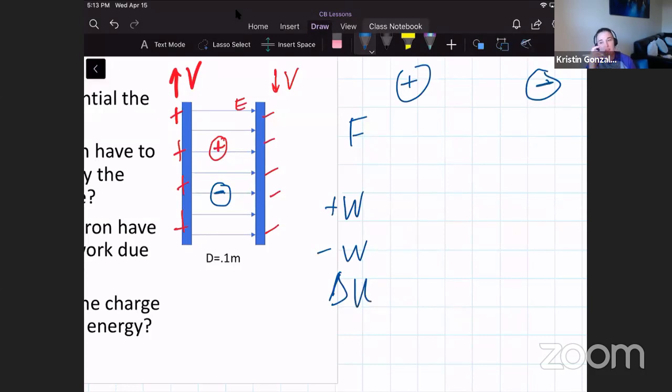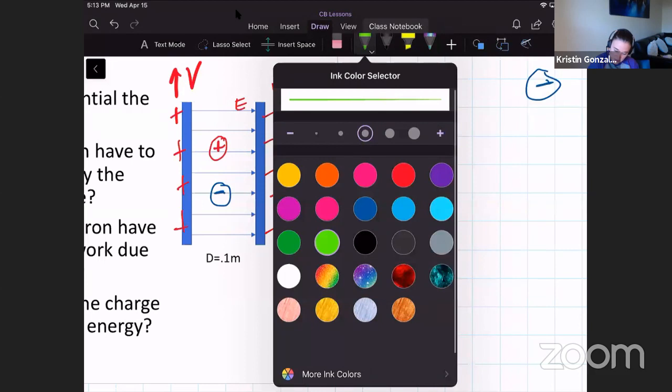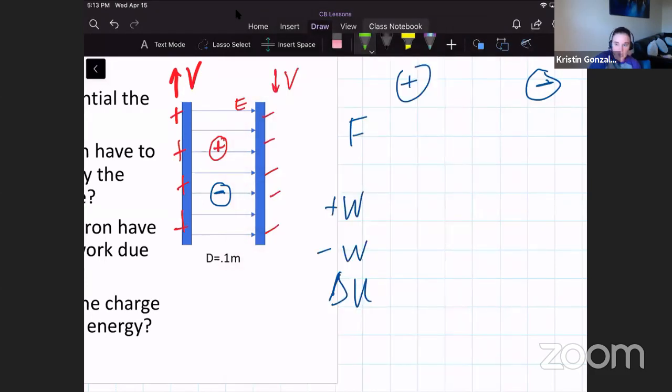Okay, so the first thing I want you to think about is which way would the force be acting on each of these charges? So if we have our positive charge, which way would the electrostatic force be on this positive charge? Well, the positive charge wants to be forced towards the negative side. The electrostatic force on a positive charge is always in the same direction as the electric field, and in the opposite direction for the negative charge. So if we're calling to the right positive, then the positive charge has a positive force acting on it. And the negative charge has a negative force acting on it.